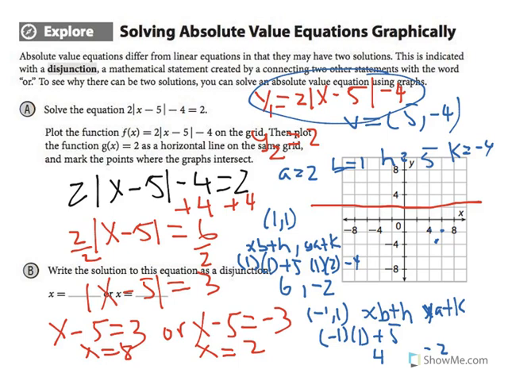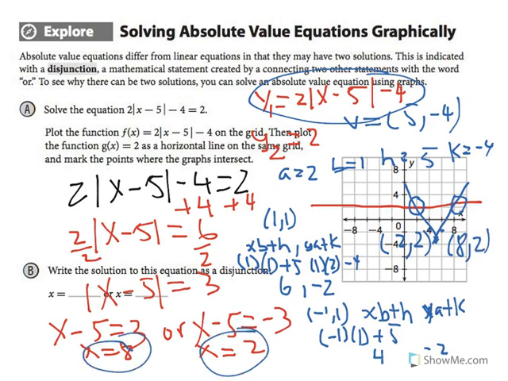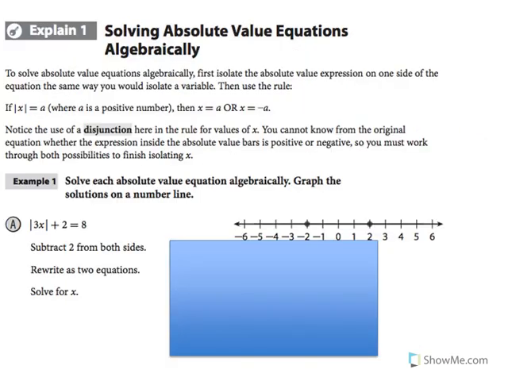When you graph, our graph is going to do this. Where they cross is this point and this point. This point is at (2, 2), and this one is at (8, 2). So this matches with these two points, 8 and 2.